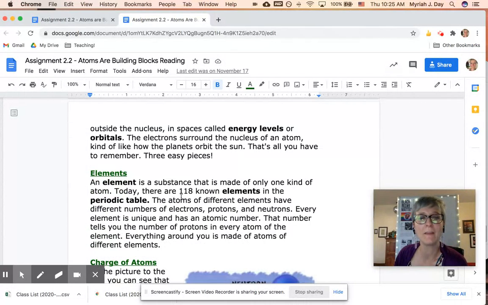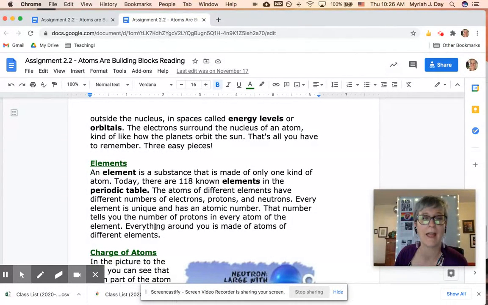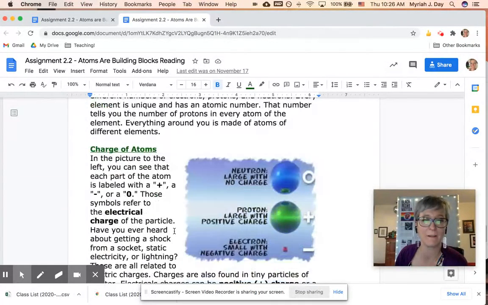Elements. An element is a substance that is made of only one kind of atom. Today, there are 118 known elements in the periodic table. The atoms of different elements have different numbers of electrons, protons, and neutrons. Every element is unique and has an atomic number. That number tells you the number of protons in every atom of the element. Everything around you is made of atoms of different elements.